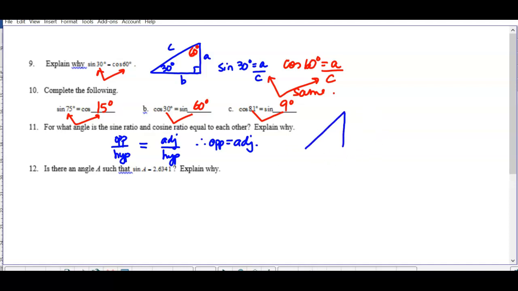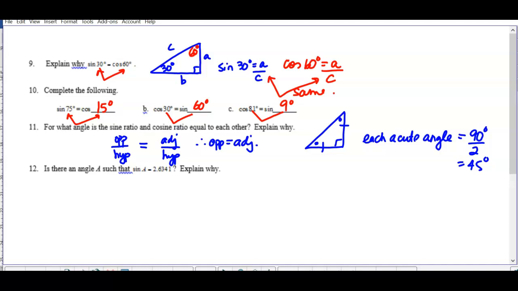We're not quite done because it actually asks us for the value, what angle. So this is 90. If these are equal, these two angles have to be equal, and they have to add up to 90. So basically, each acute angle will be 90 divided by 2, which is 45 degrees. Okay.